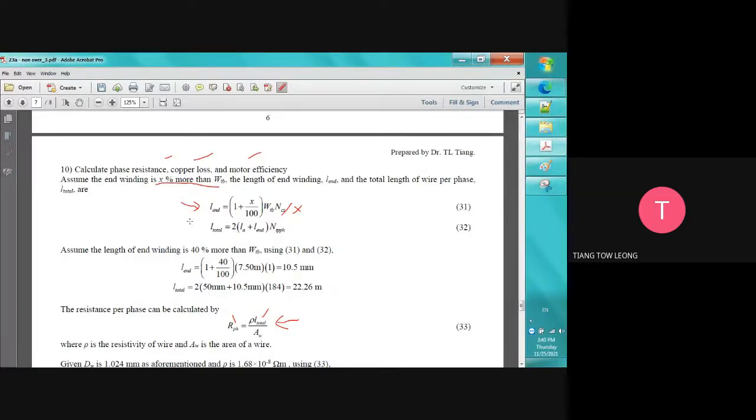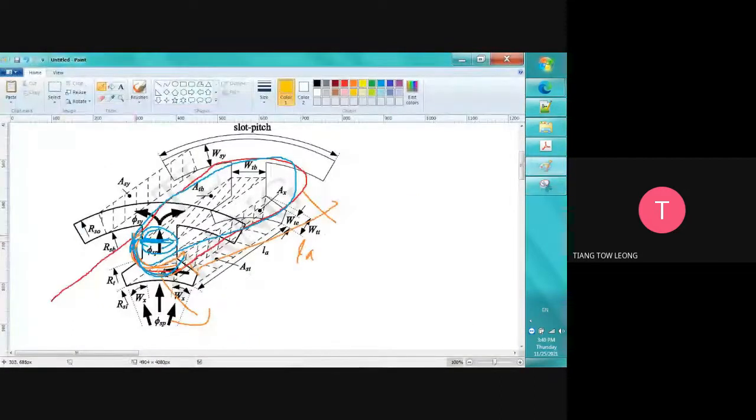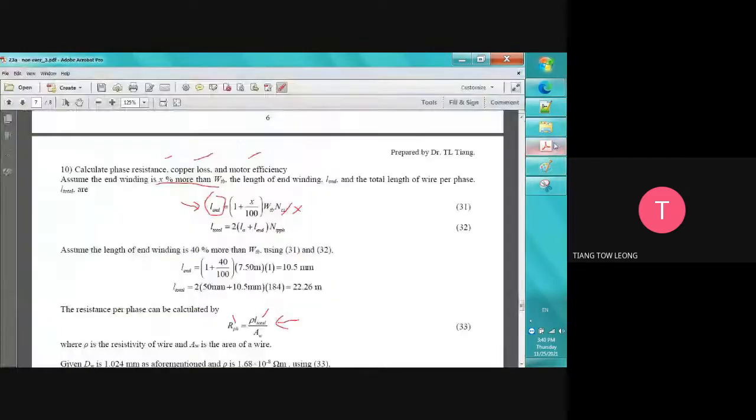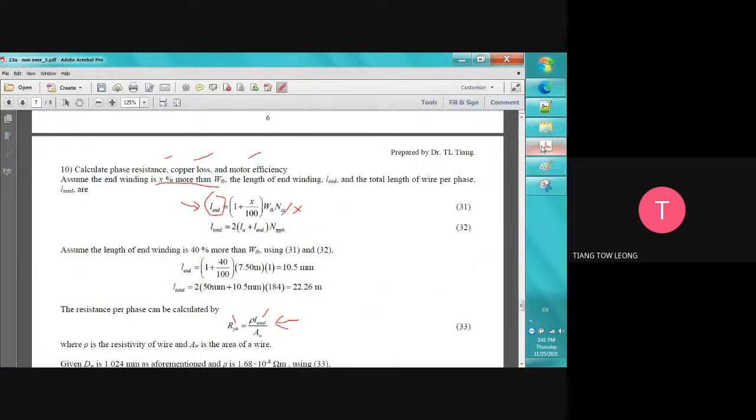After that, we want to find the total length. This is Ln. Ln means we are searching the value from here to here only. L total is actually La plus Ln. But we have two sides. This is one side, this is another side, so we multiply by 2. This is how we get it. And then we need to multiply by the number of turns per phase.